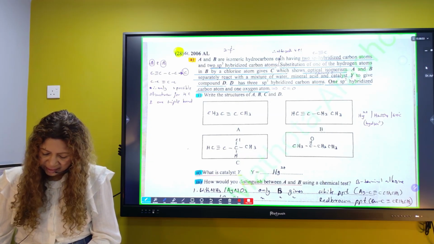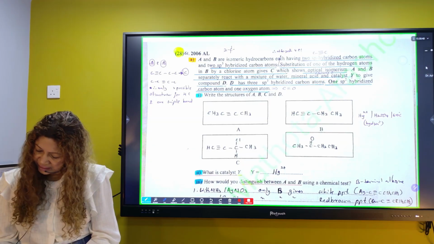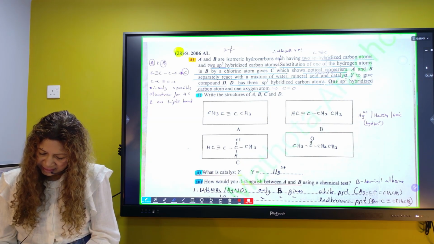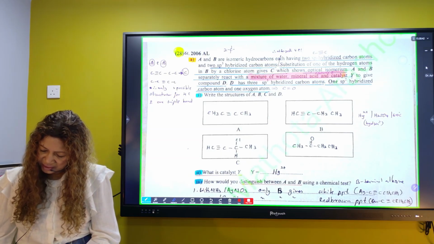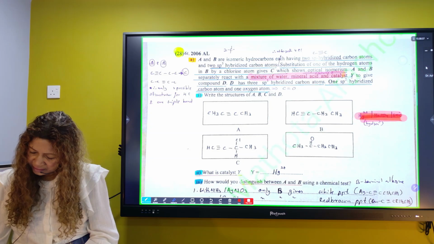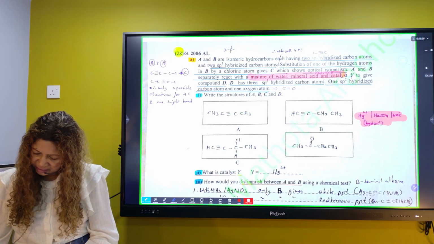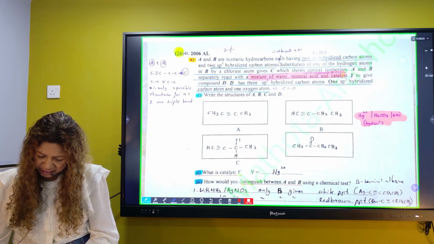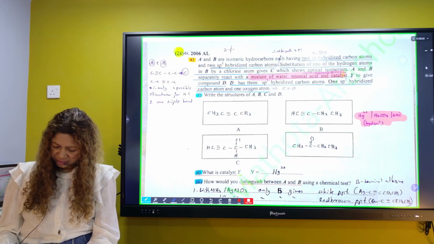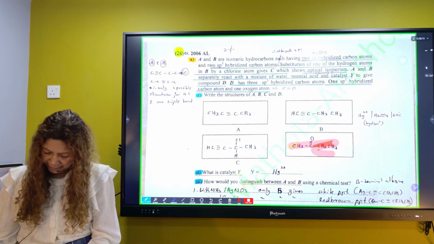a chiral carbon. A and B compounds separately react with a mixture of water, mineral acid and catalyst. See, water, mineral acid, catalyst, that is the alkyne hydration, to give compound D. D has 3 sp3 hybridized carbon atoms, 1 sp2 hybridized carbon atom and 1 oxygen atom. So it can come from either of the two.